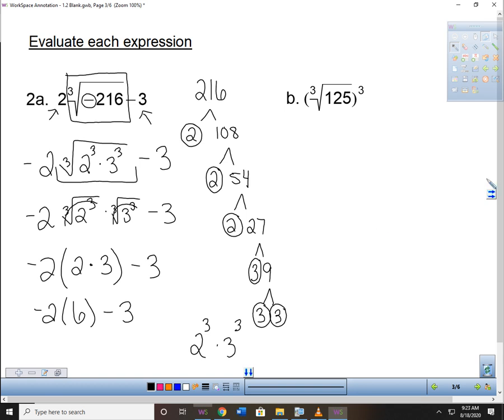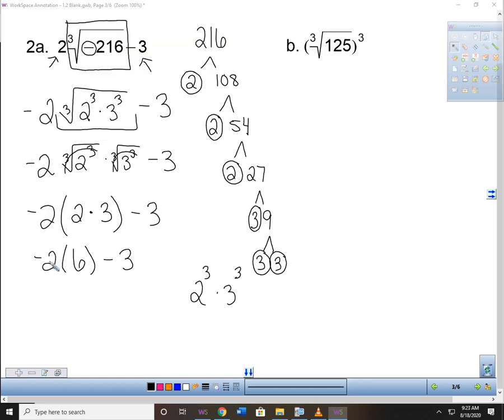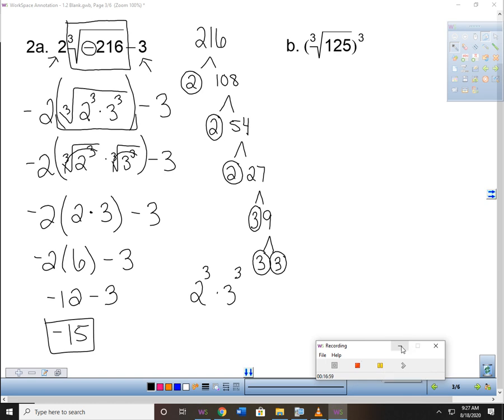Now it's just kind of like what we did yesterday. Negative 2 times 6 is negative 12. And then minus 3 gives you negative 15. All right, so on this one, that one's a little bit different. So it makes these squatty parentheses. They're really like kind of like those.